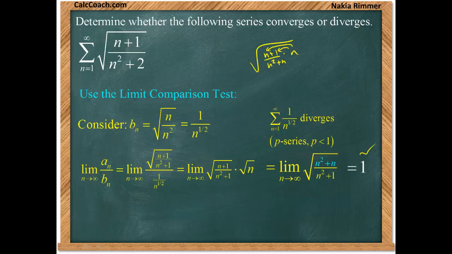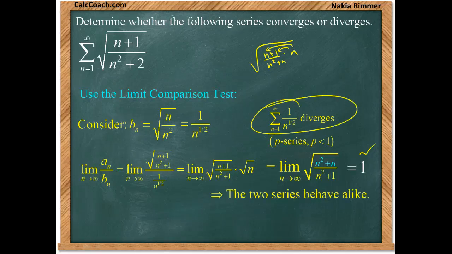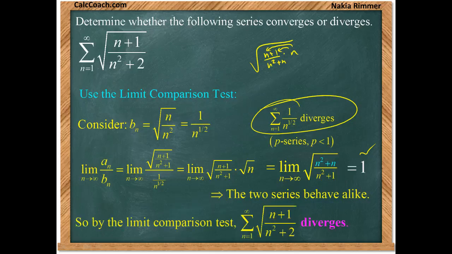It tells you that they behave alike. You went out and got a divergent series. They behave alike, so the series that you were given also diverges.